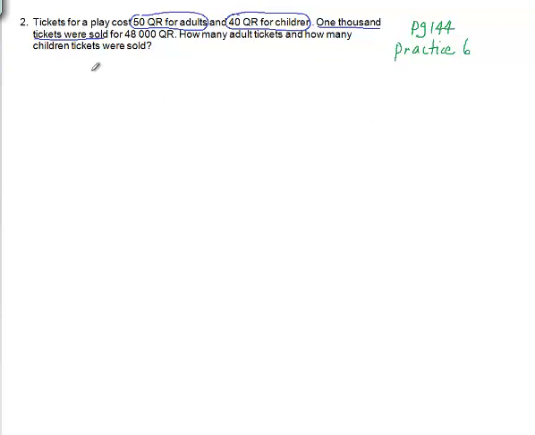So the first thing, of course, is you want to decide what variables you're going to use. Most common are X and Y, but you can use A for adult, C for children if you want. So let's let X equal the number of adult tickets sold. Okay, so we're looking for the number of tickets. So we'll call X the number of adult and Y the number of children tickets sold.